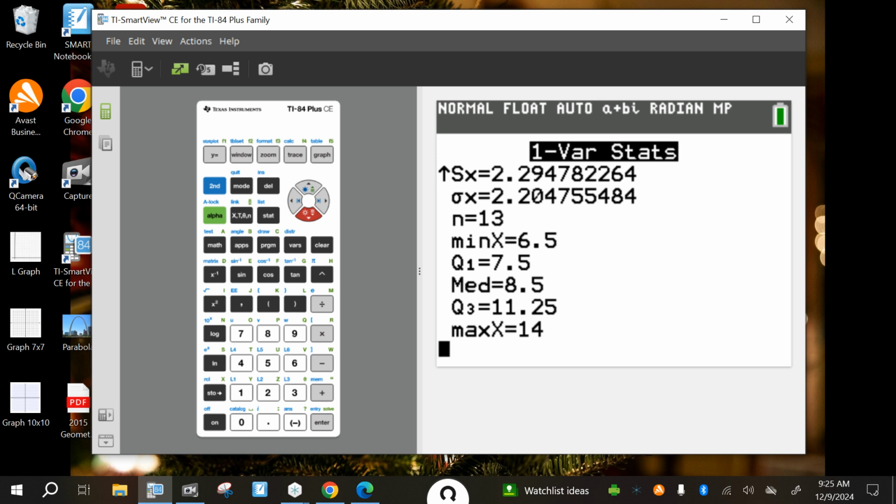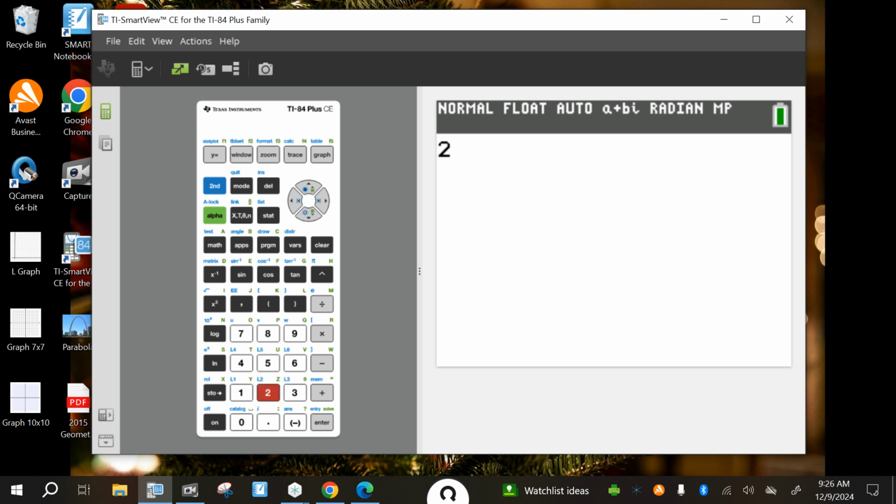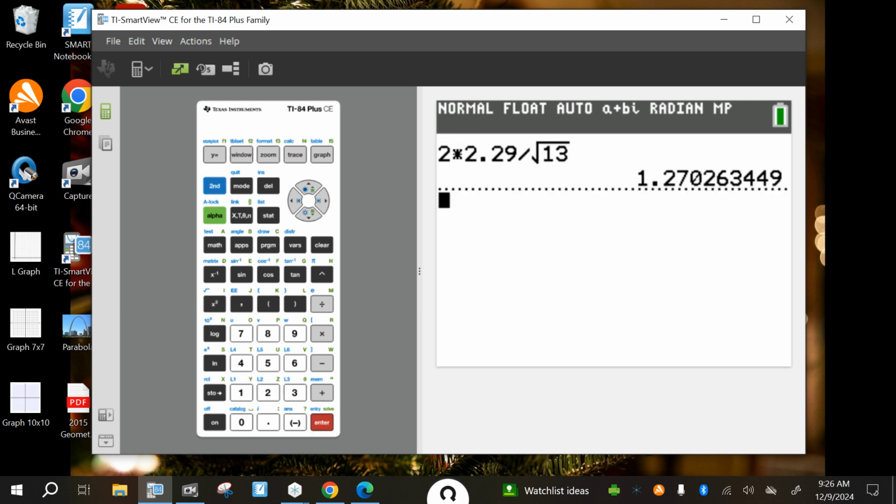So the margin of error for our data is 2 times 2.29 over the square root of 13. And you can type it in exactly like that into your calculator. So our margin of error is 2 times 2.29 divided by the square root of 13. So our margin of error is 1.27.